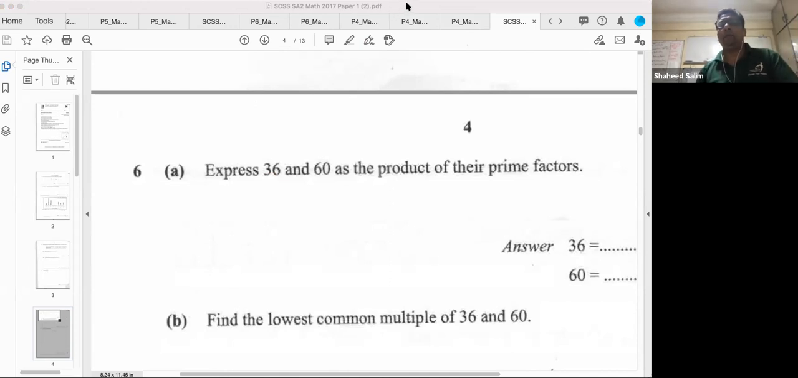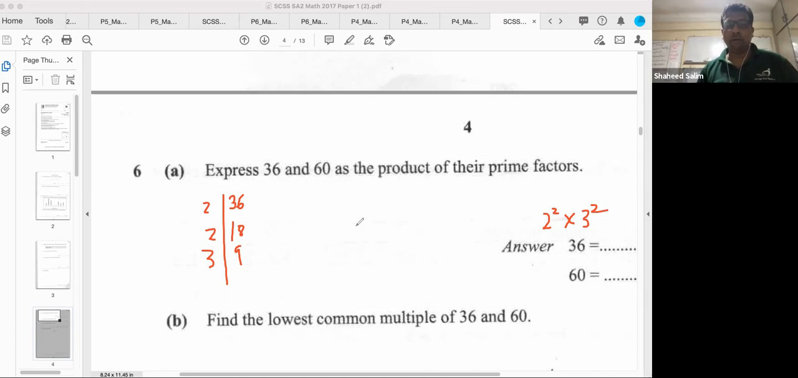So you can do it like that. 36. You must start dividing, then you get what? 18, 2, 9. Now 2 cannot, move to 3. So down here for 36, 2 to the power 2, yeah, correct, times 3 to the power 2. Okay, correct. Well done. So that is for this one, what was 60?